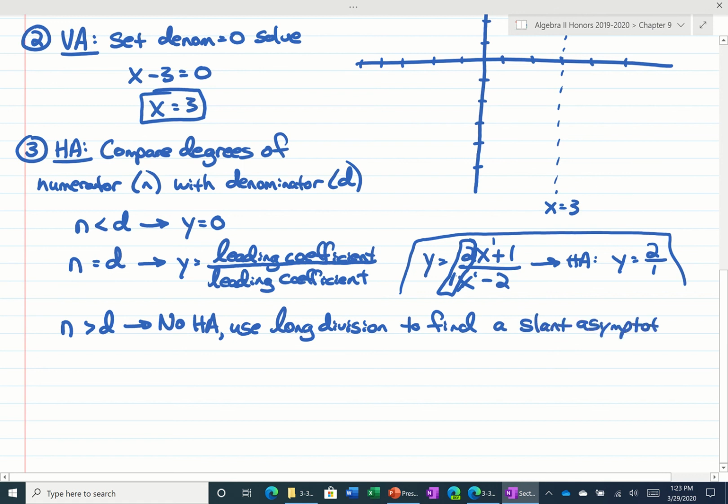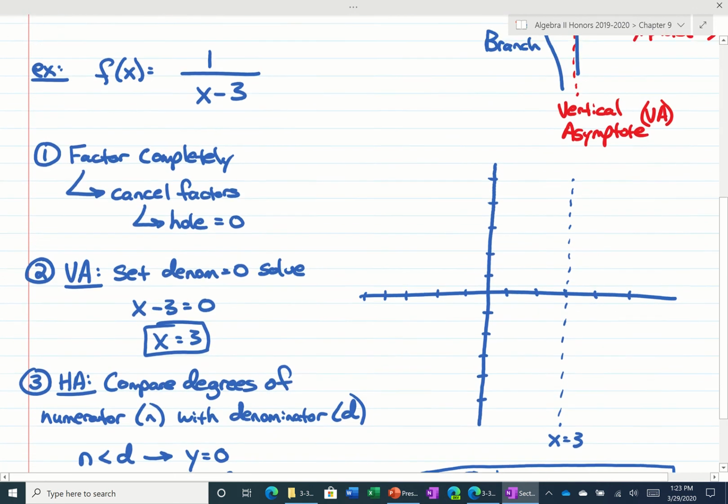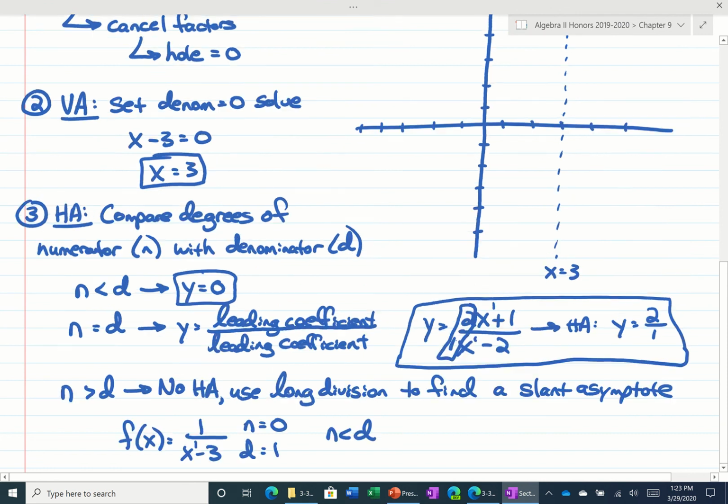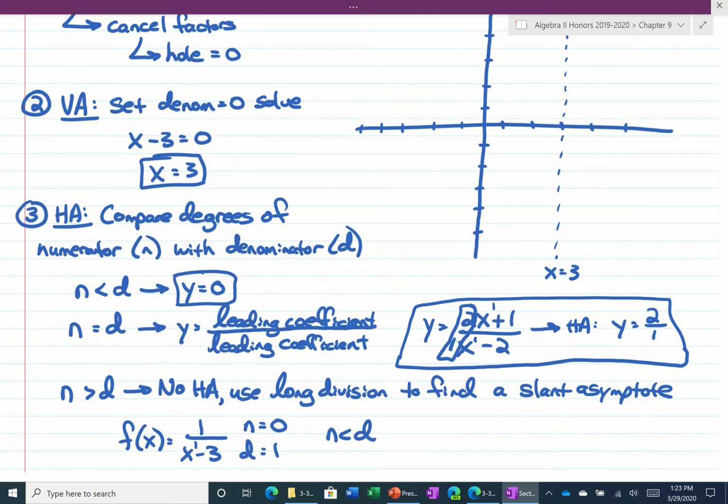We're not going to be doing this today, but that is a possibility, so I just want to make sure your notes are complete. So let's take a look at our problem. We have 1 over x minus 3. The top degree, there's no x, so we say the top power is 0. Bottom degree would be 1. So the top is smaller than the bottom, so y would equal 0 would be our horizontal asymptote.